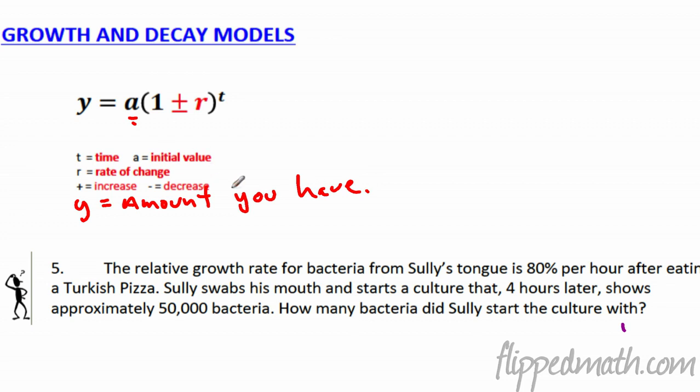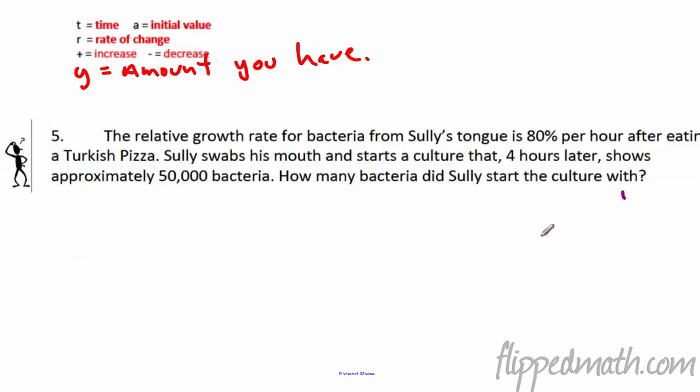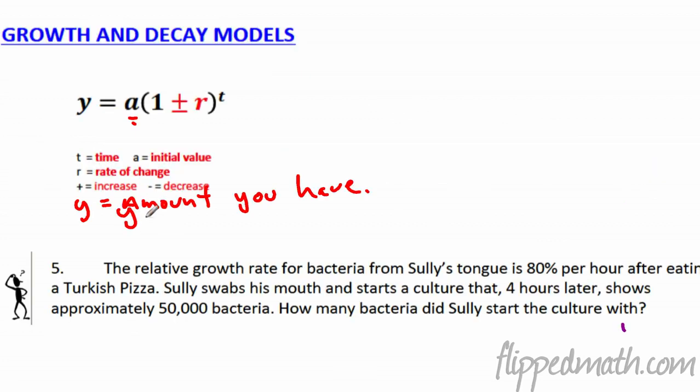That's the initial value. So let's do number 5 here, the relative growth for bacteria. Relative growth, 80% per hour. So it grows at 80%. Does that mean that it's going down or is it going up? Well, that means it's going up. So basically, let's write this formula out here. So we get Y equals A times 1, in this case, plus, we're not going to do minus, and it's going to be raised to the t.